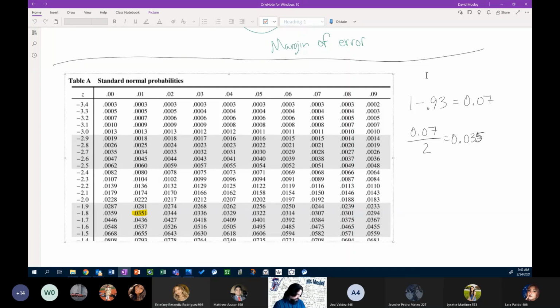That follows back to negative 1.8, and goes up to 0.01. So this leaves us with a Z-score of negative 1.81, which gives us a Z star of 1.81, because we're using the positive value. Z star is always positive. Is there anything I can clarify?